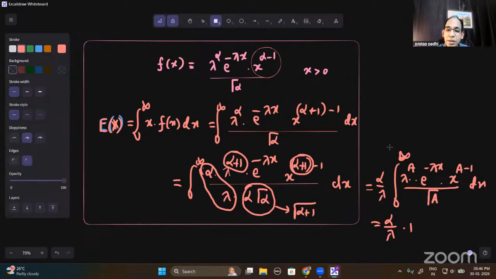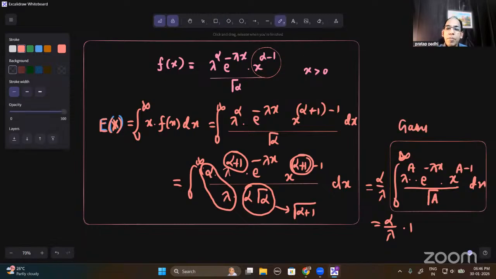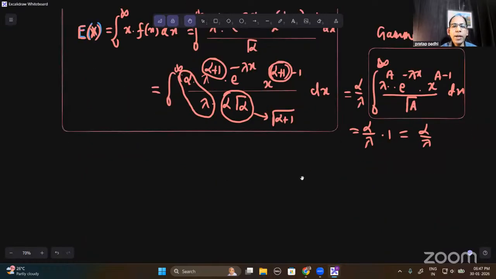Because this is the density function of gamma, with alpha replaced by alpha plus 1, that is a. Lambda is not changed. We don't need to change lambda here. So we have two parameters, and they could be anything. According to our requirement, we have written alpha plus 1 and lambda. Alpha plus 1 is my a. So I got E[X] equal to alpha by lambda. You can use a similar way to find E[X²] as well.